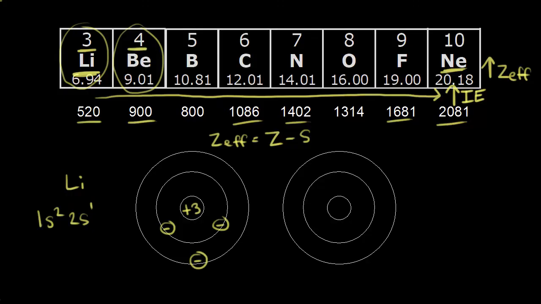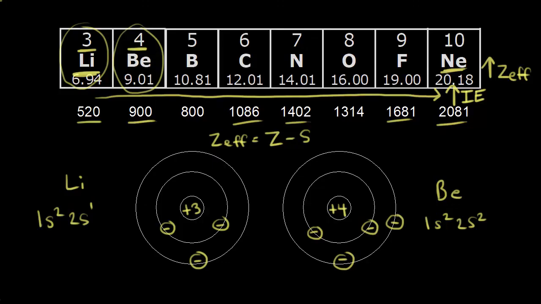Beryllium has 1 more proton and 1 more electron. So 1 more proton in the nucleus, so a +4 charge. And for beryllium, the electron configuration is 1s2, 2s2. So 2 electrons in the 1s orbital, and then 2 electrons in the 2s orbital. Let's calculate the effective nuclear charge for both of these.